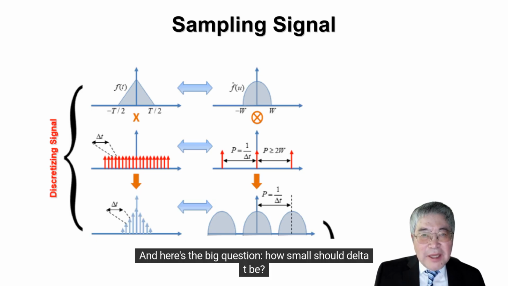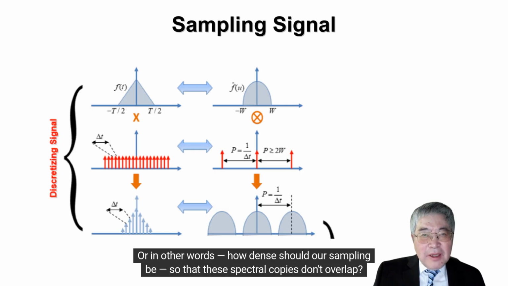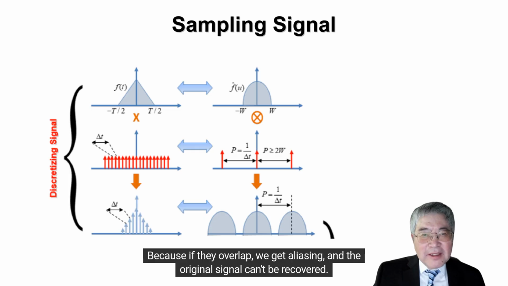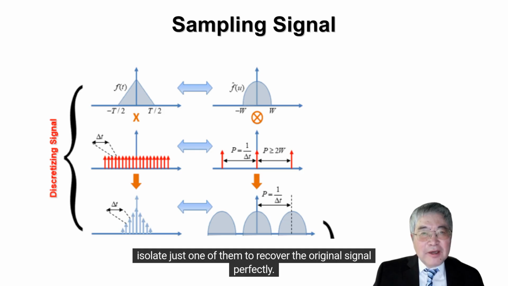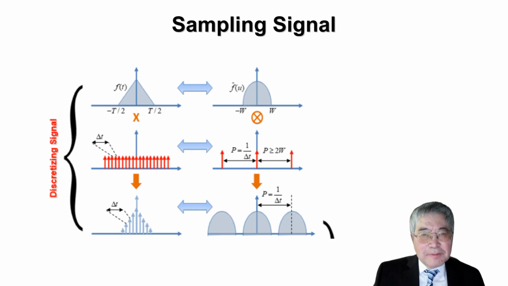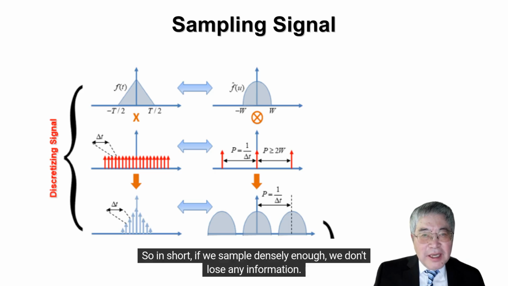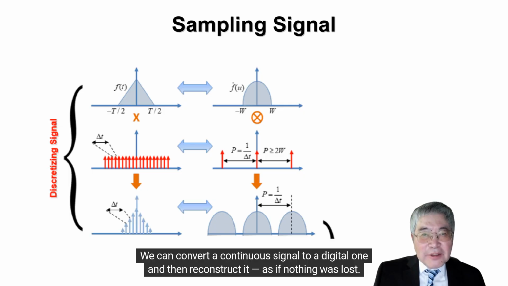And here's the big question: how small should delta t be? Or in other words, how dense should our sampling be so that these spectral copies don't overlap? Because if they overlap, we get aliasing and the original signal can't be recovered. But if P, that is 1 over delta t, is large enough, then these copies stay nicely separated, and we can isolate just one of them to recover the original signal perfectly. So in short, if we sample densely enough, we don't lose any information. We can convert a continuous signal to a digital one and then reconstruct it, as if nothing was lost.